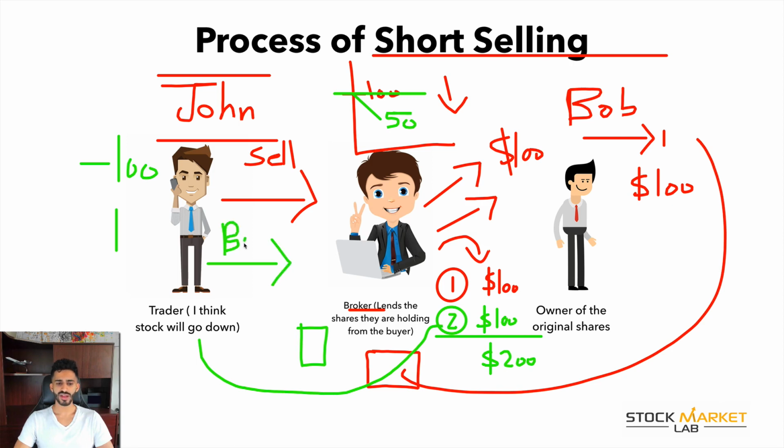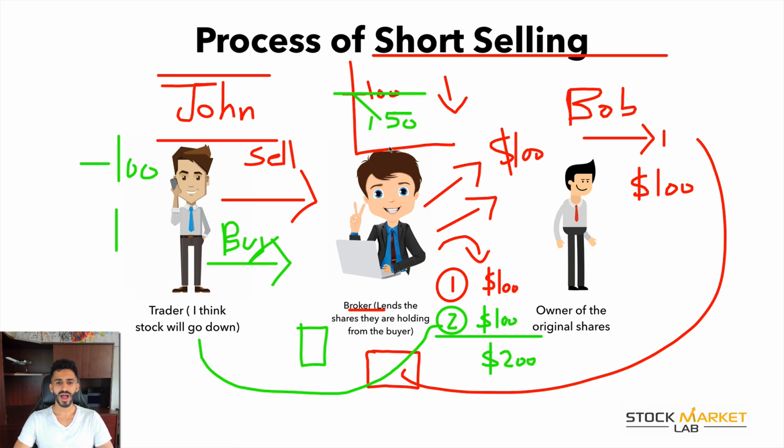Now, when John clicks the button buy, he's instructing his broker to buy 1 share at $50. What the broker does is use the money the broker has from the deposit and the sale of the share to buy 1 share. So at this point, the broker has $200. Once again, how does the broker have $200? Remember, the sale of the share at $100 and a deposit from John for $100.